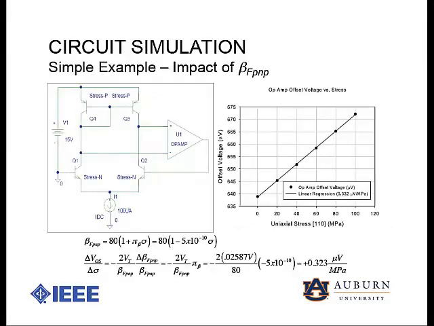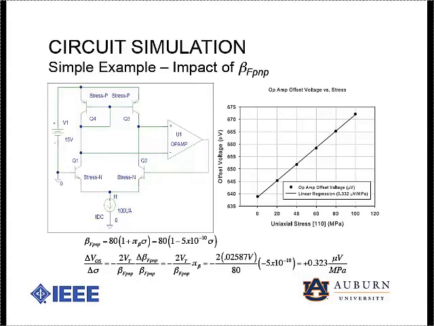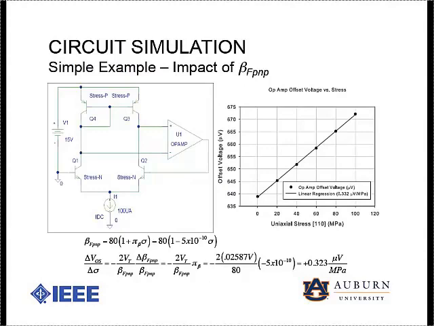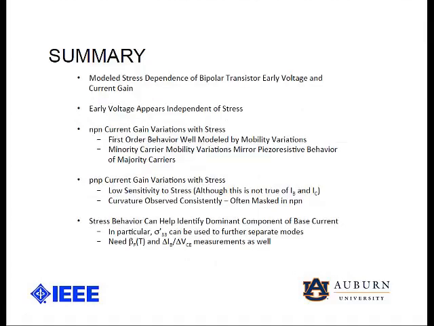And you can take that data, similar data, and plug it into the SPICE simulation. This just shows the simulation of a simple little op-amp circuit where we're varying the current gain of the PNP transistors, and you can easily get a variation in the offset voltage, and it very well matches what you predict from circuit theory. So we've modeled the stress dependence of both the early voltage and the current gain.